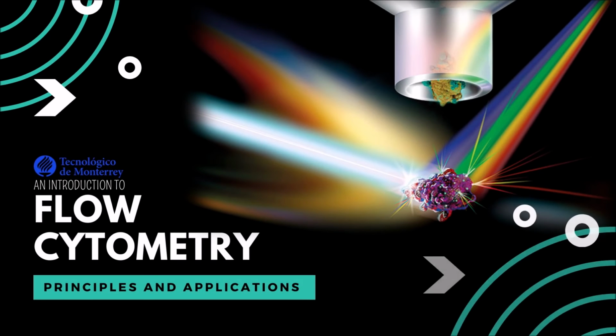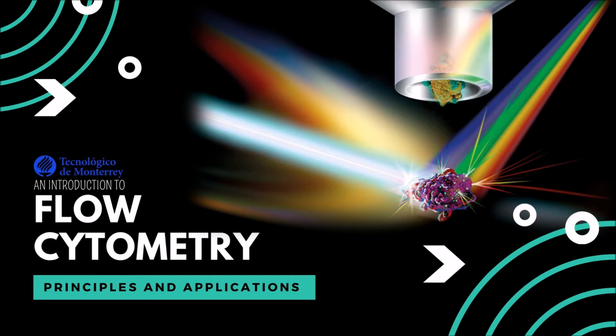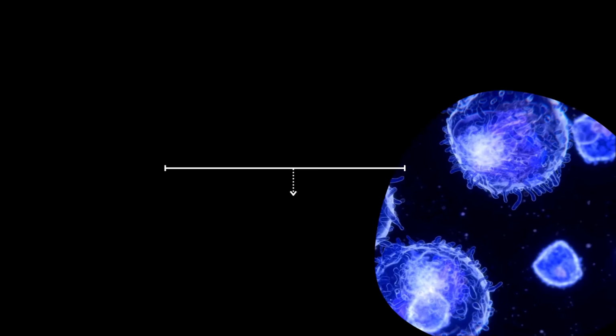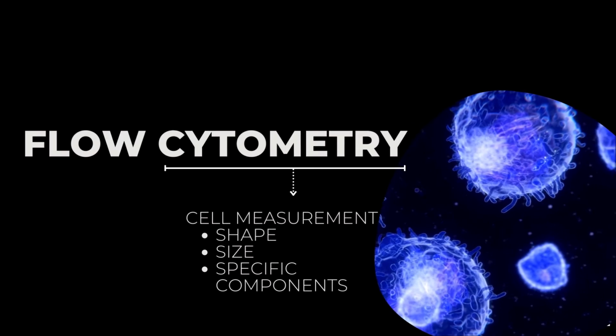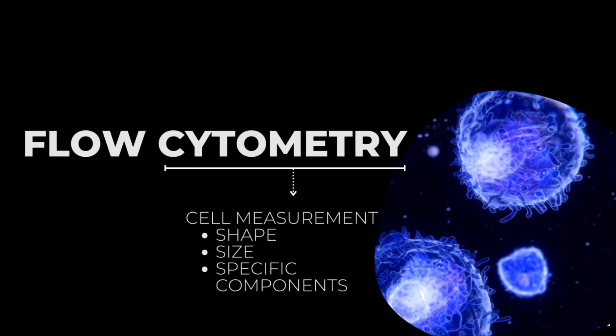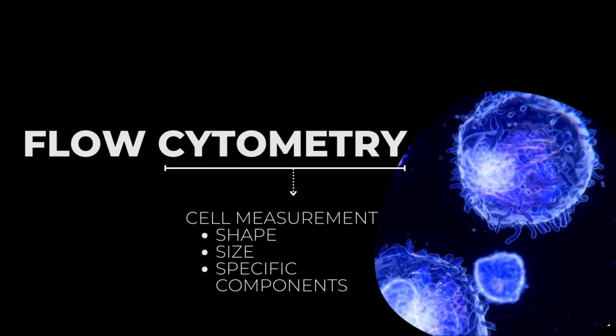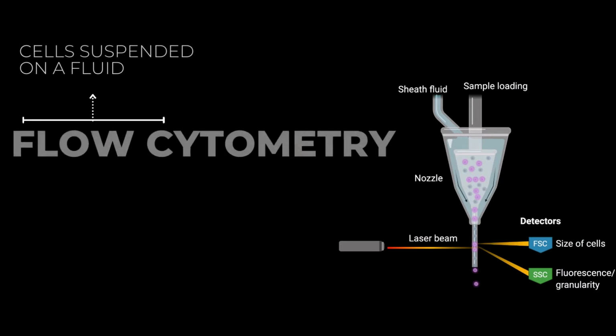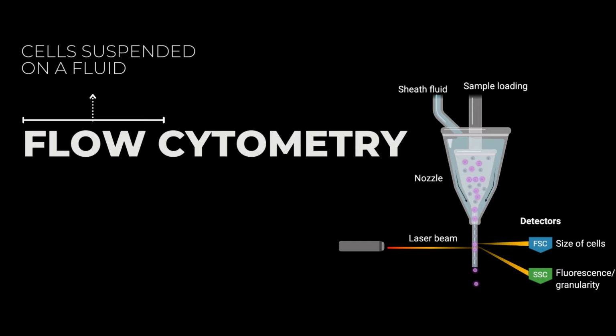In this video, we are going to explain the basic principles and general application of flow cytometry. But we have to start with the question, what is flow cytometry? Well, first we need to explain the goal of cytometry, which is to measure the shape, size, and even specific components of a cell. Flow cytometry measures this by arranging the cells into a shaped flow that lets them pass one by one through a laser that measures the size and the scattering of the cells, and also specific components from the cells marked with antibodies.